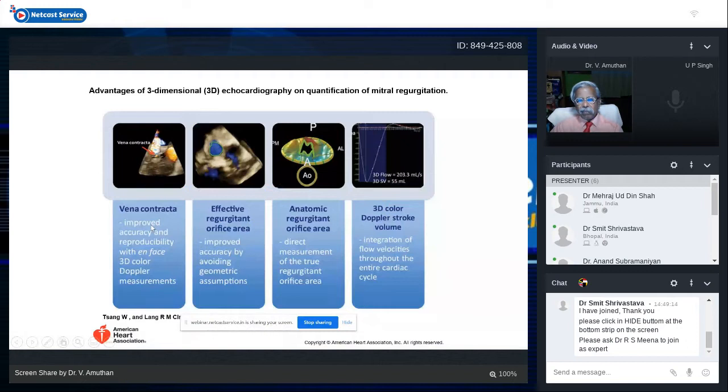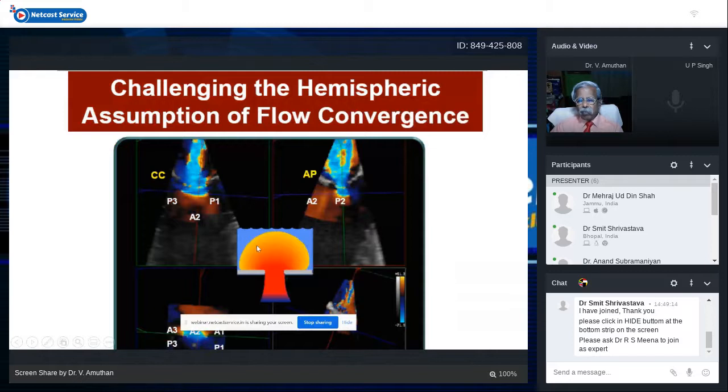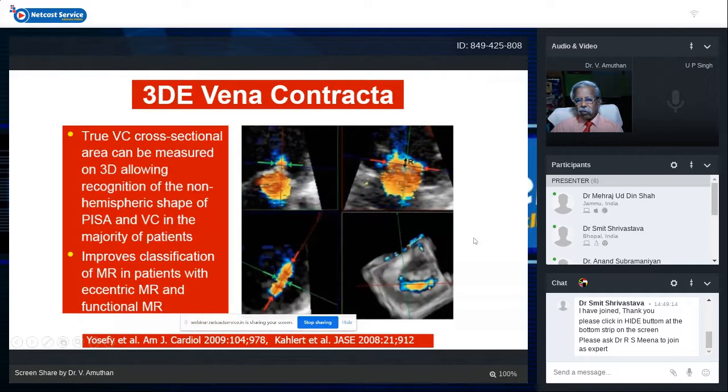The vena contracta width can be measured very easily. And the advantage of 3D is calculation of the anatomic regurgitant orifice area. I will demonstrate one of the cases for you. And 3D color Doppler stroke volume can be assessed very easily. As you know, the PISA is not a regular hemisphere, and that has been challenged only by assessment with 3D. 3D shows the PISA is not uniformly hemispheric. It is very irregular. And you can have 3D vena contracta measurements.